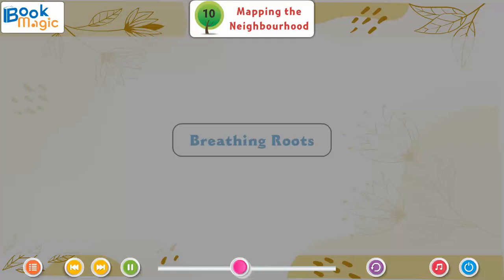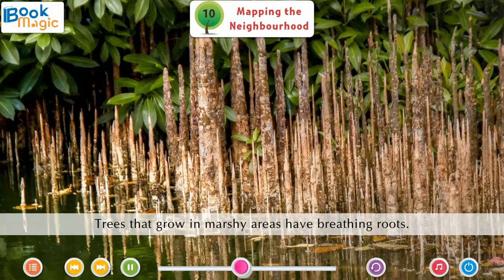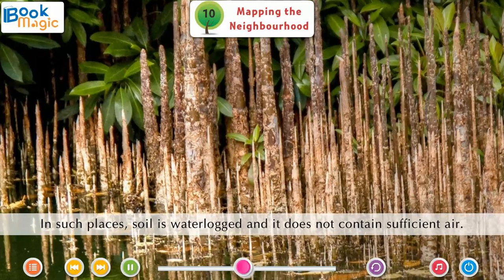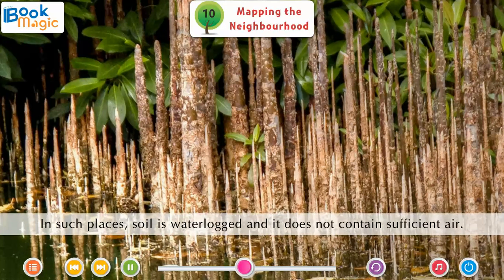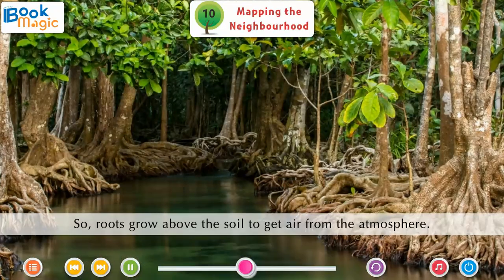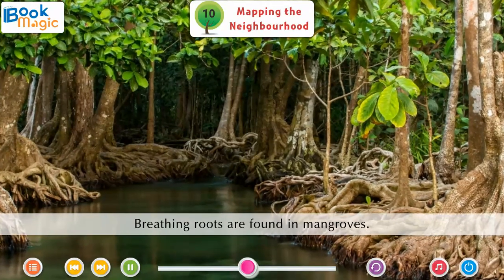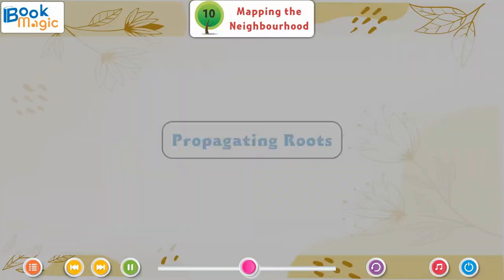Breathing roots. Trees that grow in marshy areas have breathing roots. In such places, soil is waterlogged and it does not contain sufficient air. So, roots grow above the soil to get air from the atmosphere. Breathing roots are found in mangroves.